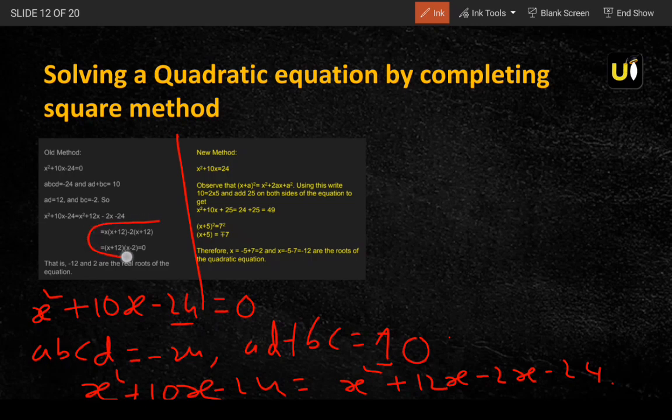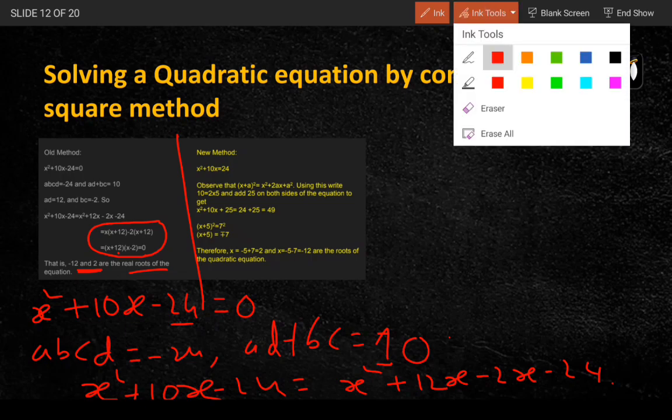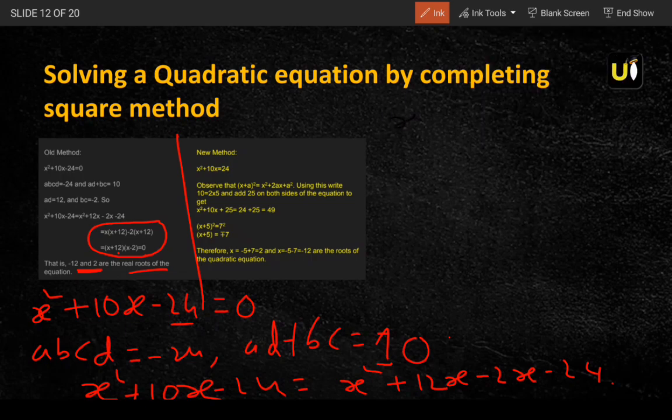So this is the completing square method. That means from the given terms of a quadratic equation, we try to make the equation a perfect square one, and we will add the remaining terms. Here we added 25 to make it a perfect square, and we were left with minus 24. We will take it to the right hand side, and finally we'll get the equation in terms of a perfect square. So that will give us a quick answer compared to the old method.